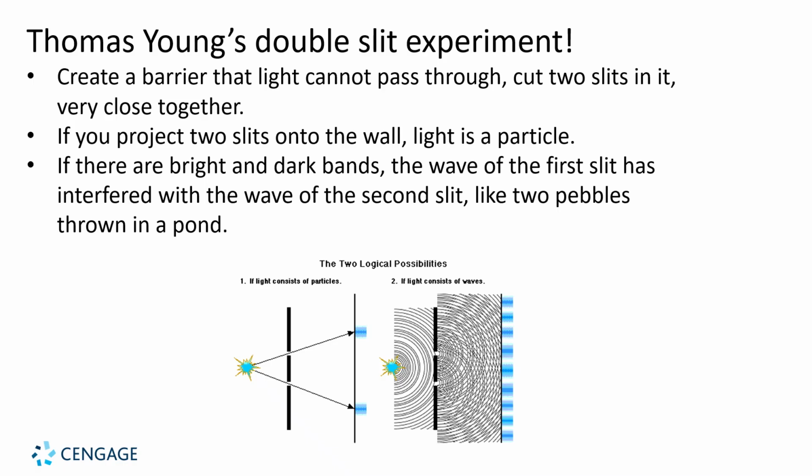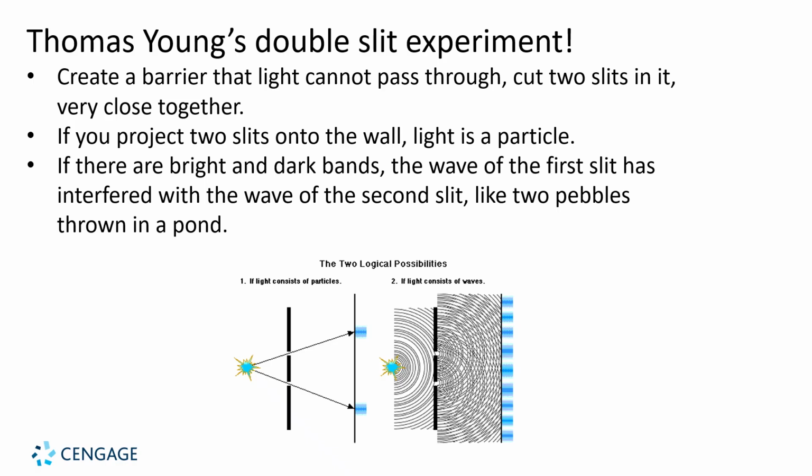Now, if Newton's right, and light is made out of tiny particles, then they have inertia. They travel in straight lines until acted upon by external force, right? So the diagram on the left would be accurate.